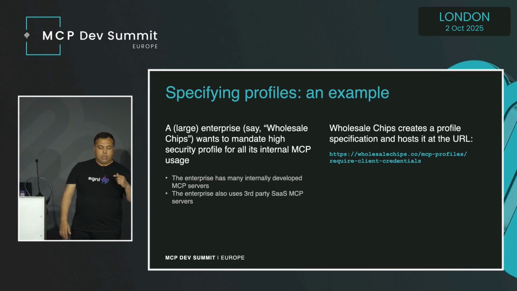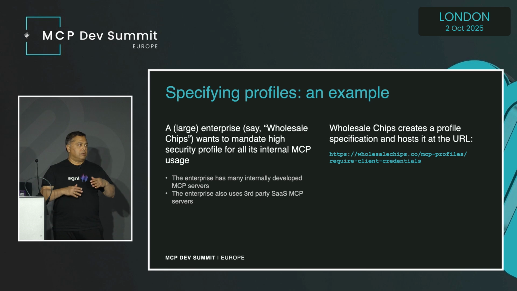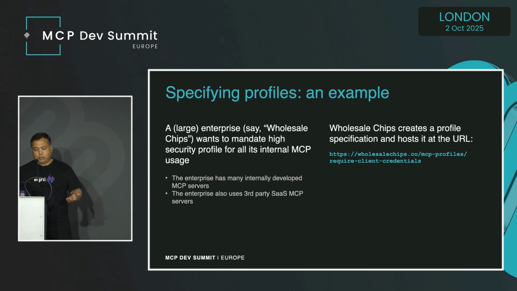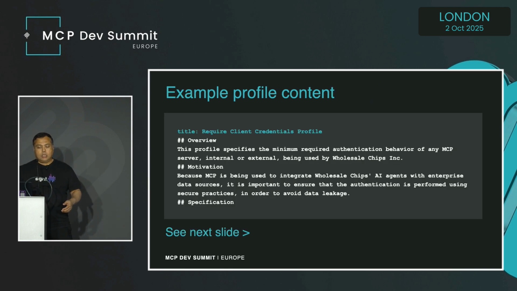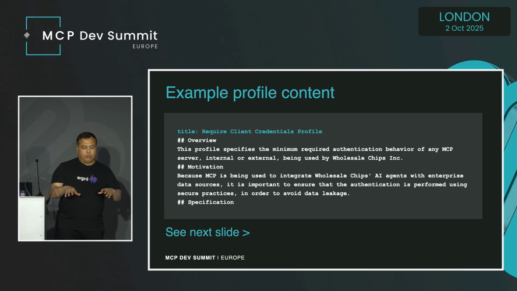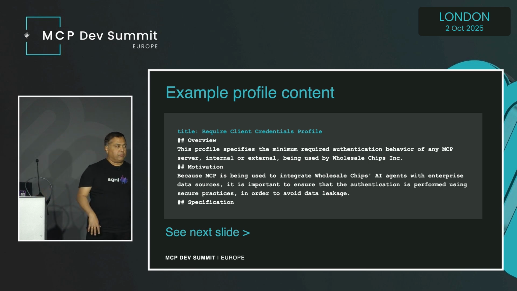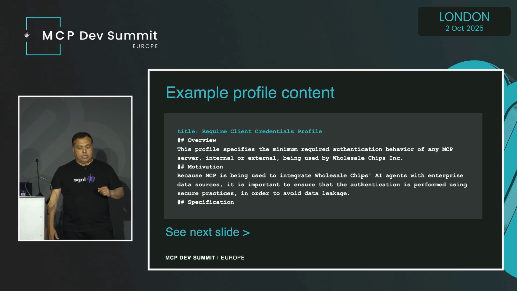And Wholesale Chips, as a large organization would, uses internal MCP servers as well as third-party SaaS services, right? So it's something that you'll find is very common in enterprises. So what the profile is doing, and you don't have to read through all this, this is just the preamble anyway. The next slide is a little more interesting.